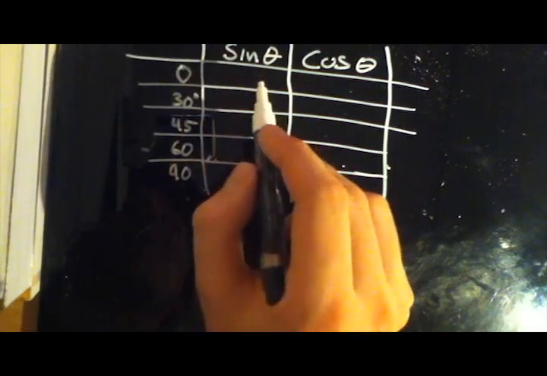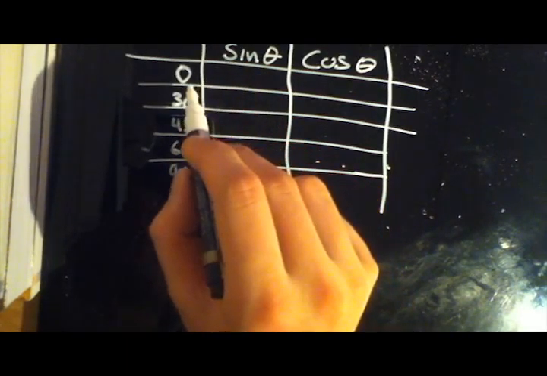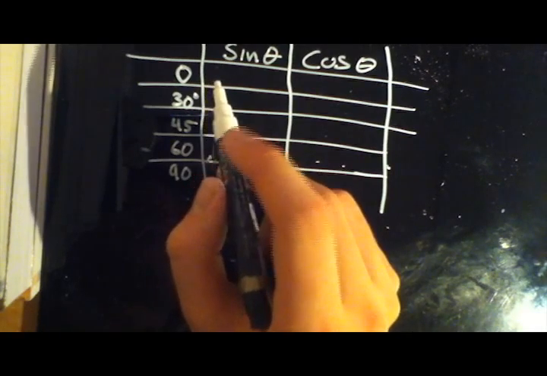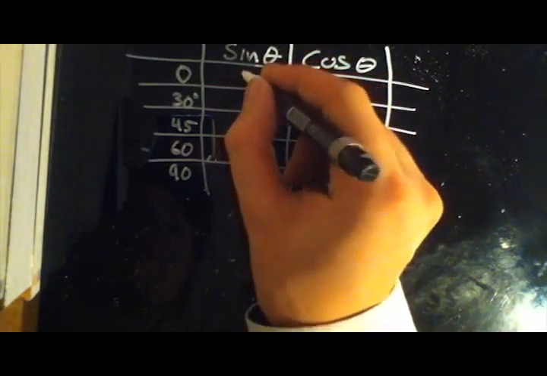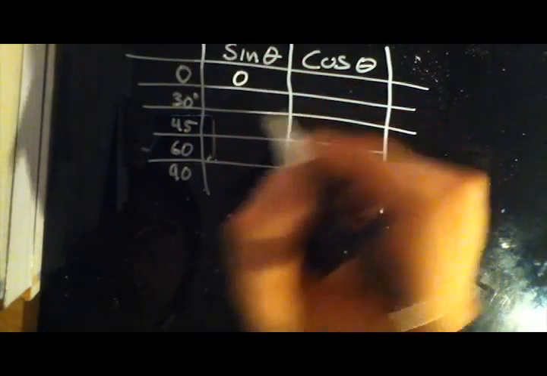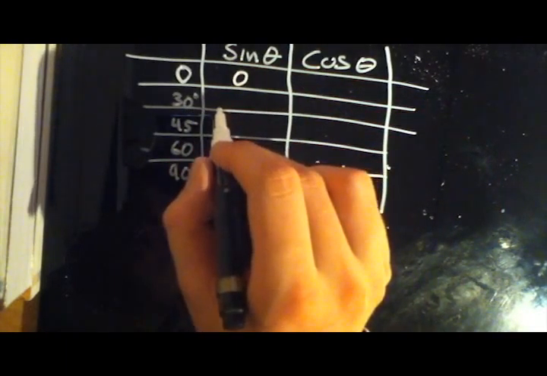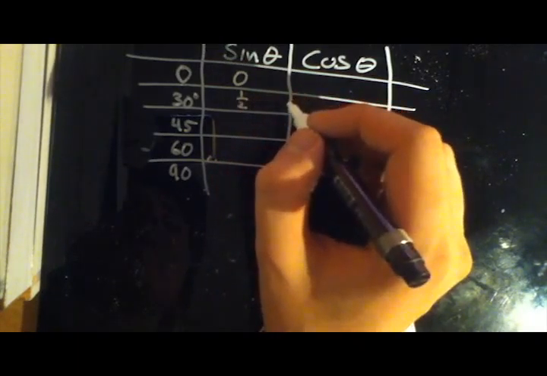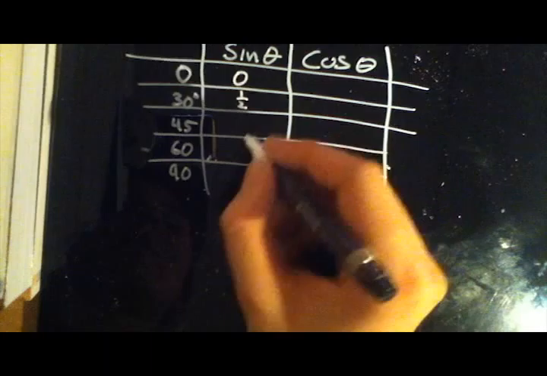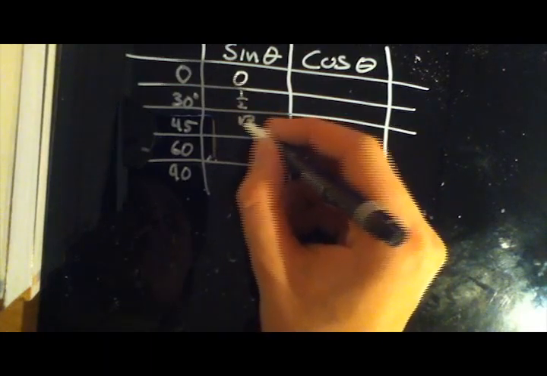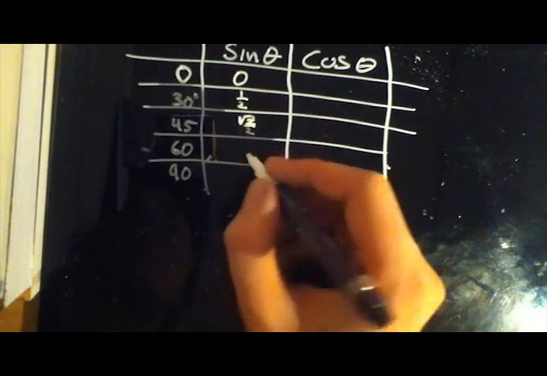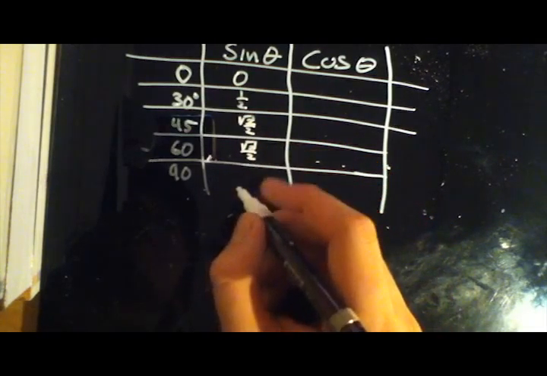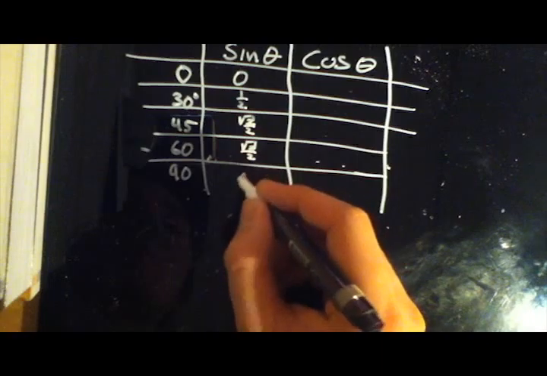What's sine of 0? Sine of 0 degrees is 0. If you imagine your unit circle, it's 0. What's sine of 30? Most people know that it's 1/2, or 0.5. What's sine of 45? That's the square root of 2 over 2. What's sine of 60? That's the square root of 3 over 2. What's sine of 90? That's 1.